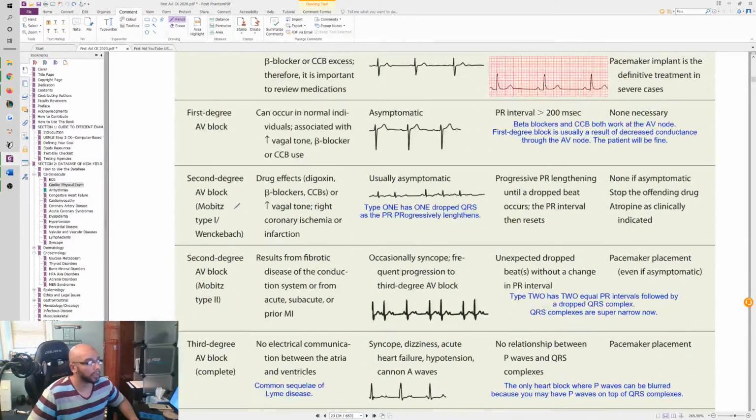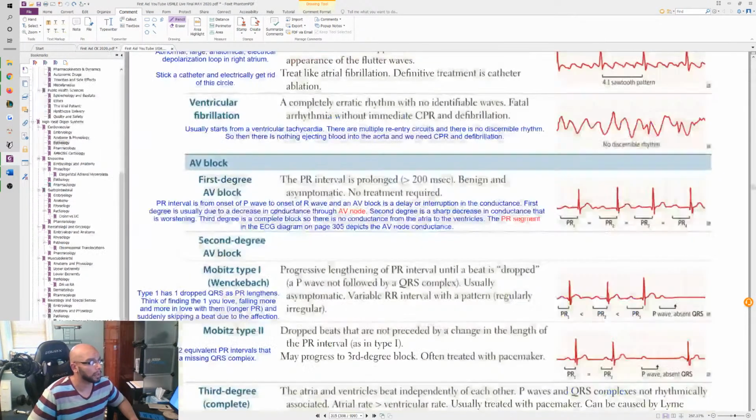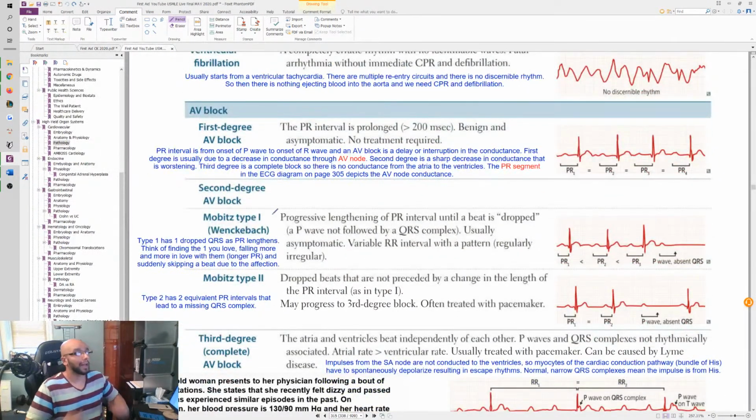Second degree, there's type 1 and type 2. So when we did it in First Aid Step 1, we talked about how to memorize the difference between type 1 and type 2. Mobitz type 1 is the Wenckebach one, and that's progressive lengthening of the PR interval until a beat is dropped. A P wave not followed by a QRS complex, usually asymptomatic. Variable RR interval with the pattern regularly irregular.